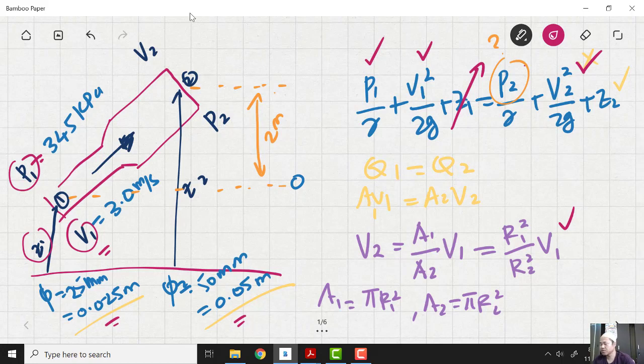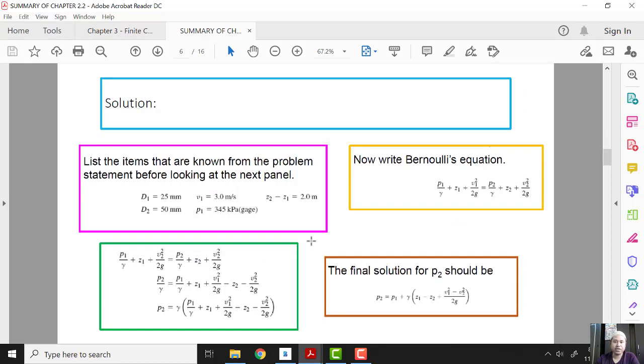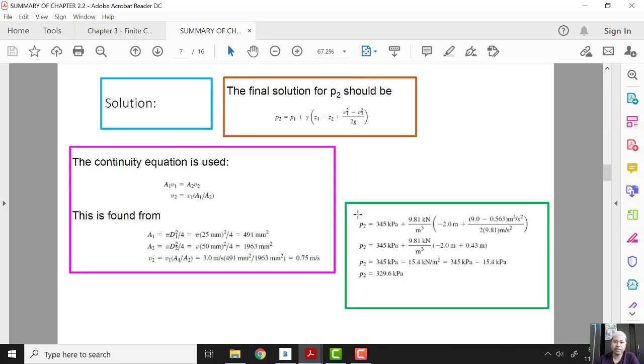So this is your first homework. Please find the value of P2 and submit it. Okay, alright. This solution is here. I will give you a slide later.